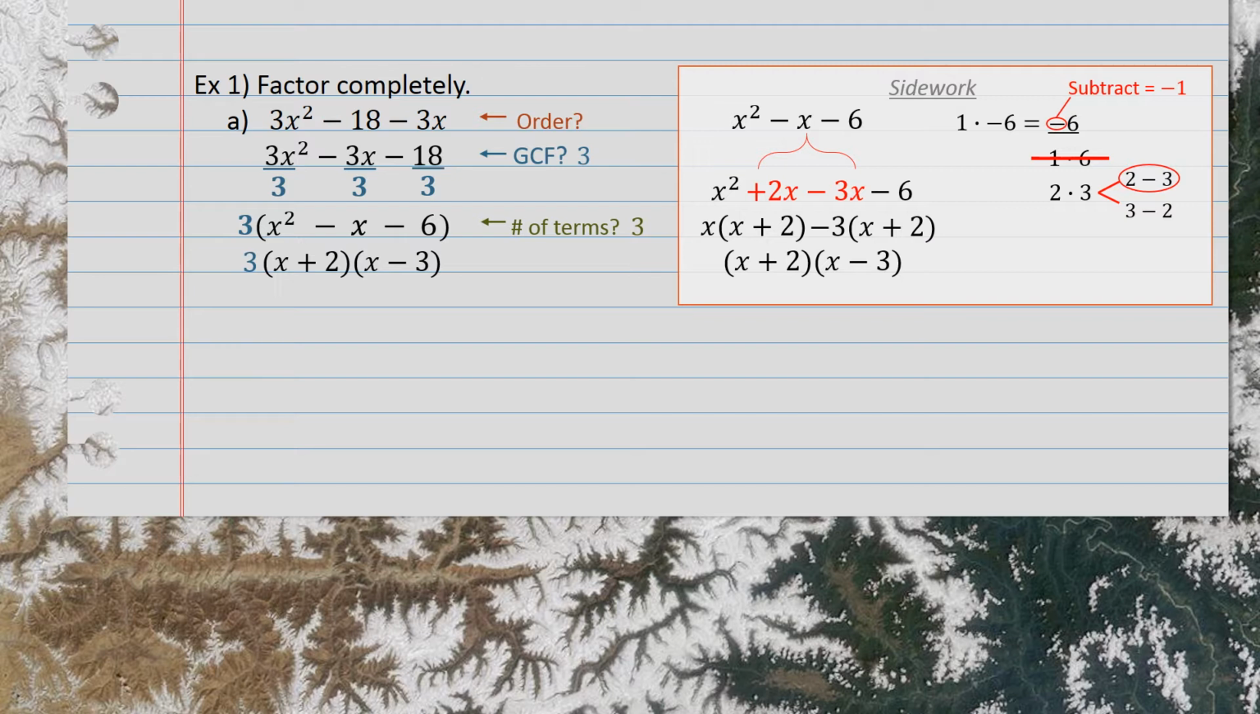The last thing is to see if this can factor again. Well, if you look at x plus 2, is that linear? Yes, we know it's linear because x is not raised to a power. Is x minus 3 linear? Yes, because it is not raised to a power, which means 3 times x plus 2 times x minus 3 is your final answer.